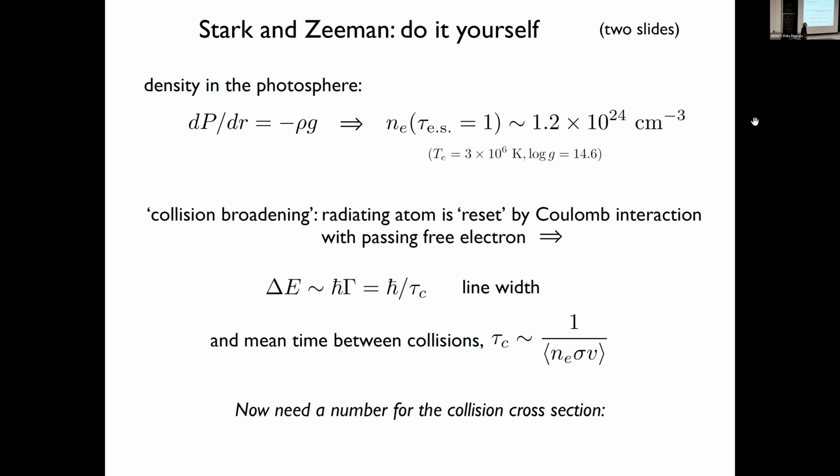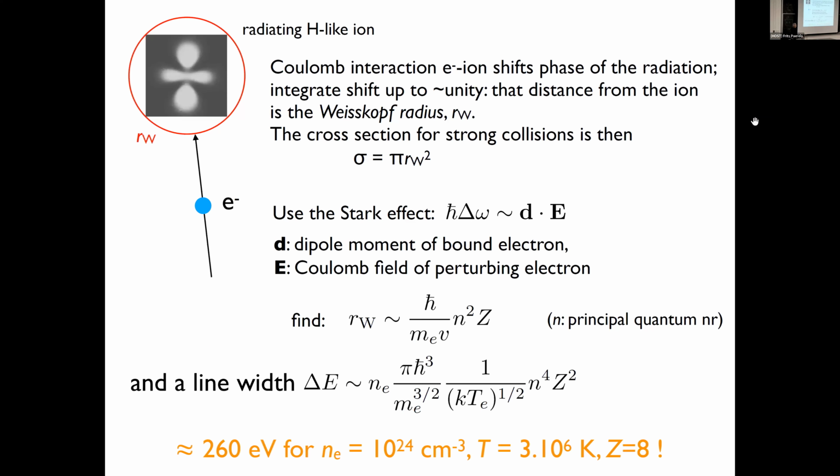And so you can calculate what that frequency is, right? The mean time between collisions is the inverse of the electron density times the cross-section for collisions times the velocity of the particles. So this is how to do this yourself, so you don't have to ask other people. You can do this at home on a Sunday afternoon.